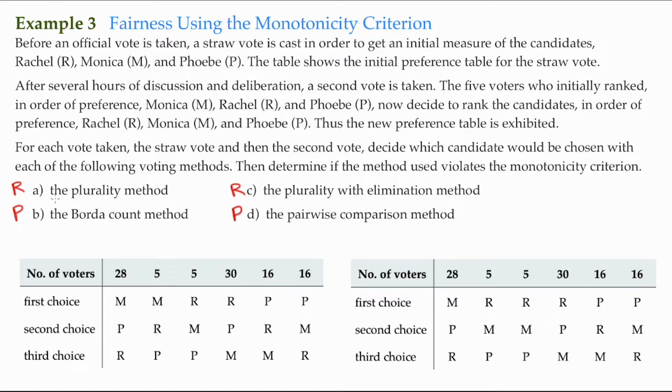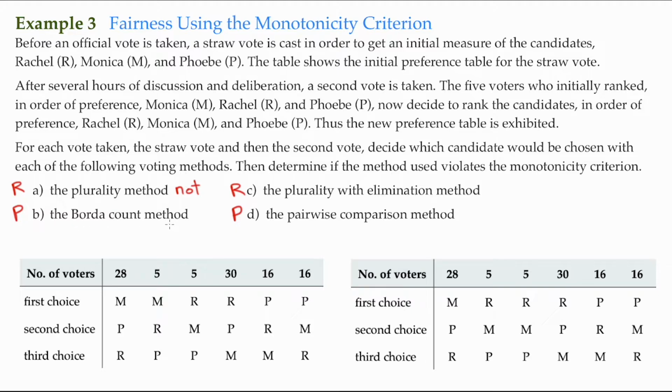So using the plurality method, let's see who wins the second election here. And we could see that it's going to be Rachel. 30 and 5, there's 35, and 5 more, that's 40. Monica has 28, and Phoebe has 16. So Rachel still wins using the plurality method. So what does that mean? That means that the plurality method, I'm just going to write it right here, does not violate the monotonicity criterion.